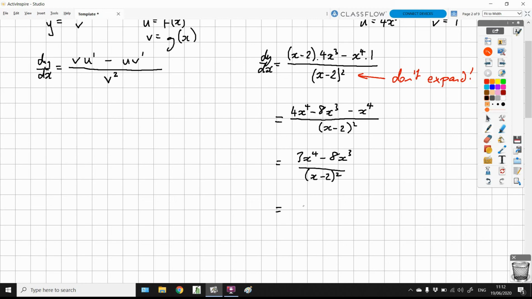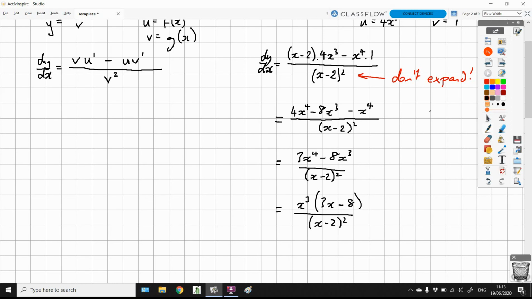Because now, I'm going to factorize this top line. We've got x cubed bracket 3x minus 8 all over x minus 2 all squared. And we can see straight away that there is no common factor. There is no factor which appears both in the numerator and the denominator. If there was, then they would cancel, but there aren't. So this is as simple as it gets.